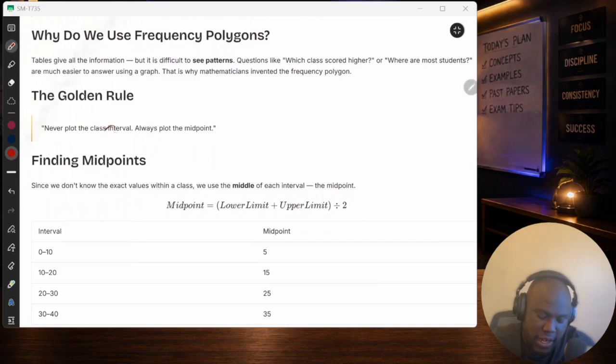The golden rule is that you never plot the class interval. When you want to sketch a frequency polygon, listen to me closely, then I'm going to sketch it with you so I'll show you. We are doing something called frequency polygons. If you want to do a frequency polygon, then you should never plot the class interval. You're going to have class intervals, but you only plot midpoints. So if you have a frequency polygon, you only plot midpoints.